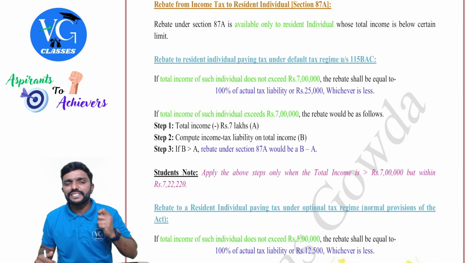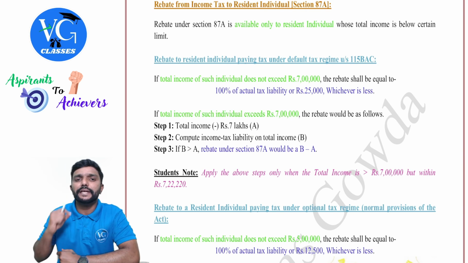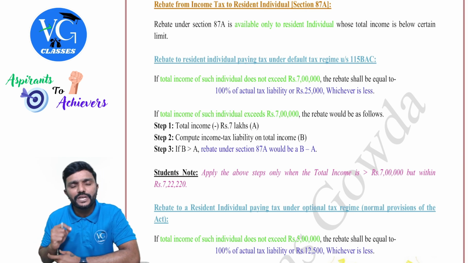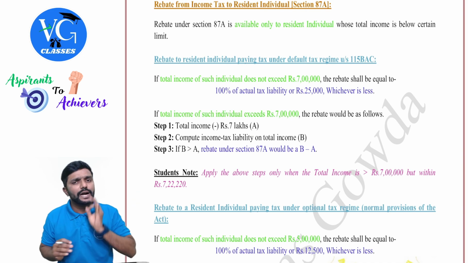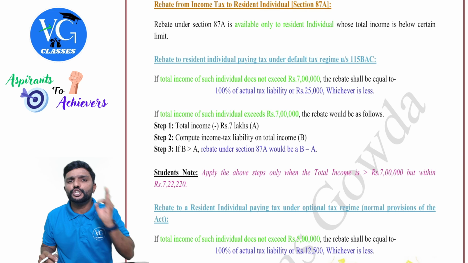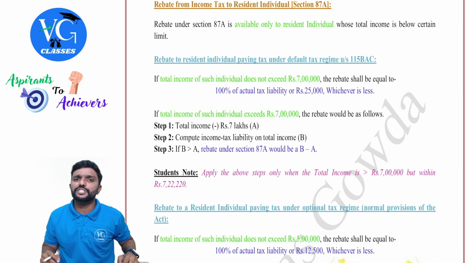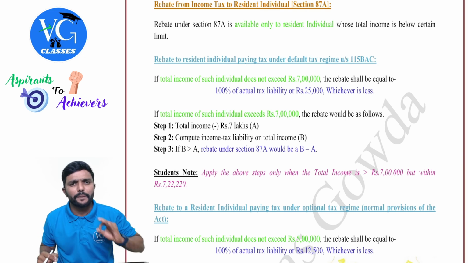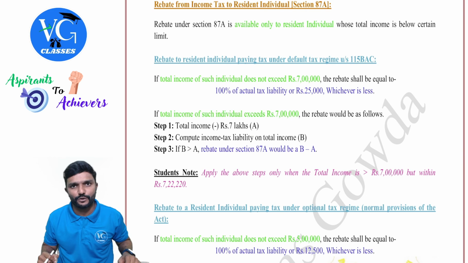Under the default regime, a resident individual will be eligible to get a rebate under section 87A only if their total income is up to 7 lakh including all the incomes, and the amount of rebate would be the actual tax liability before the cess or rupees 25,000, whichever is lower, guys. Means the maximum rebate available is 25,000.